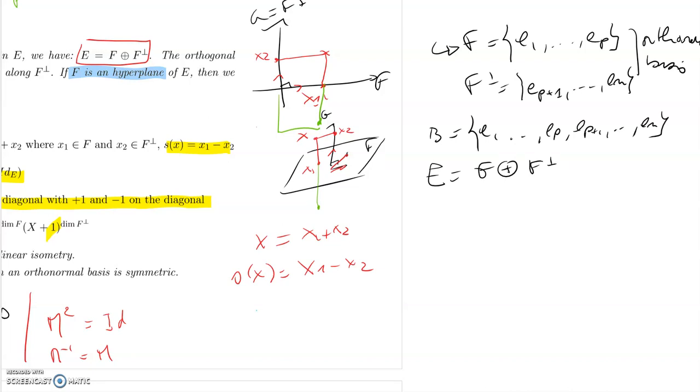So if you're trying to make the matrix of this orthogonal symmetry, what do we get? You should take as the columns the images of the basis vectors, S of e1 up to S of ep, S of ep+1 up to S of en. So what do we get? Answer in the next video.